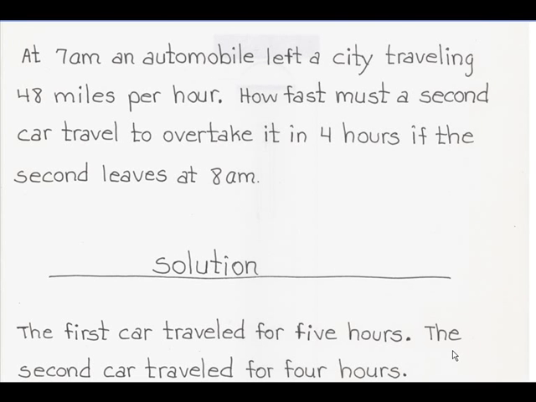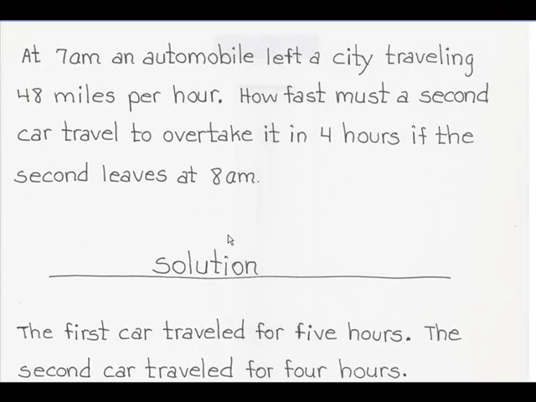Let's begin. At 7 a.m., an automobile left a city traveling 48 miles per hour. How fast must a second car travel to overtake it in 4 hours if the second car leaves at 8 a.m.? Let's read the problem one more time.